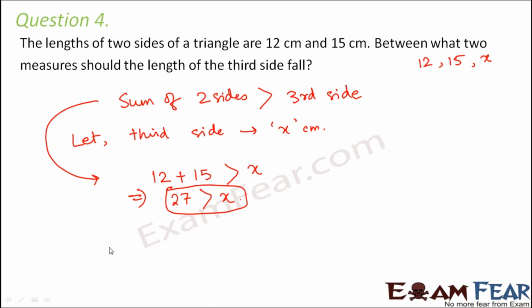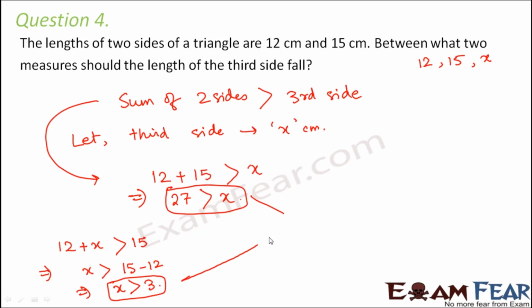In the way 12 plus 15 should be greater than x, in a similar way, 12 plus x should also be greater than 15, because the sum of any two sides should be greater than the third side. From this you can say that x should be greater than 15 minus 12, or x should be greater than 3. So this is another relation that you have established. From these two relations, x should be greater than 3, but it should be less than 27.